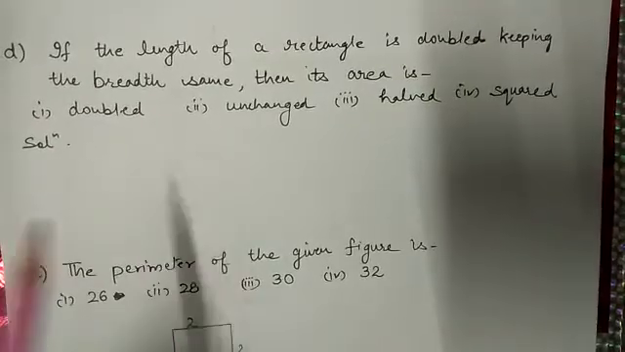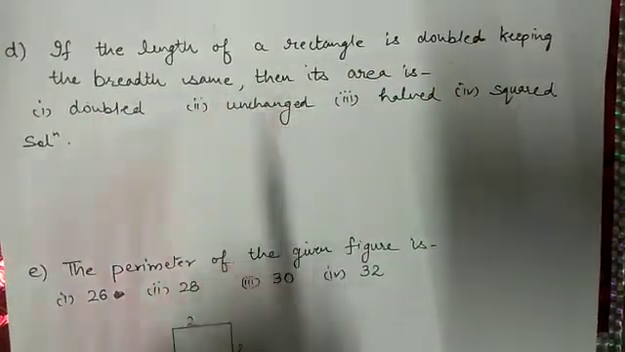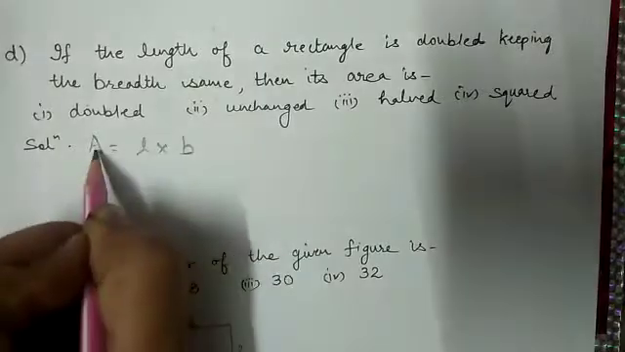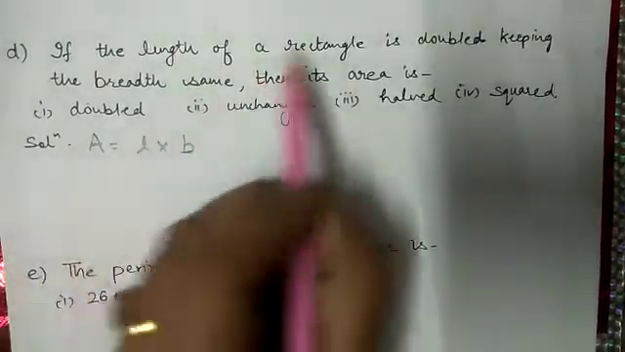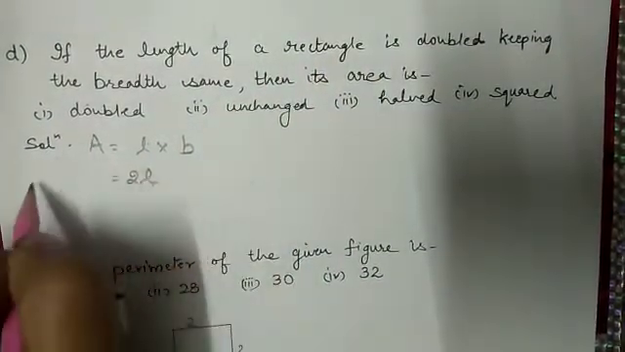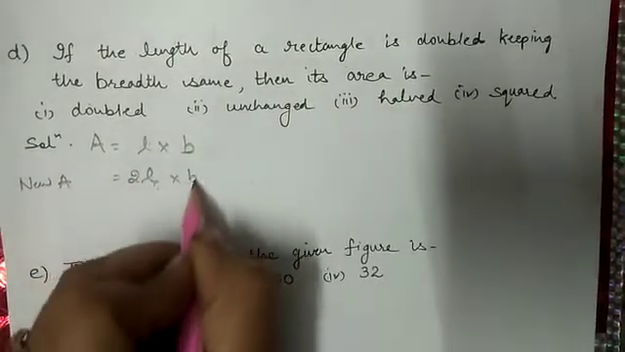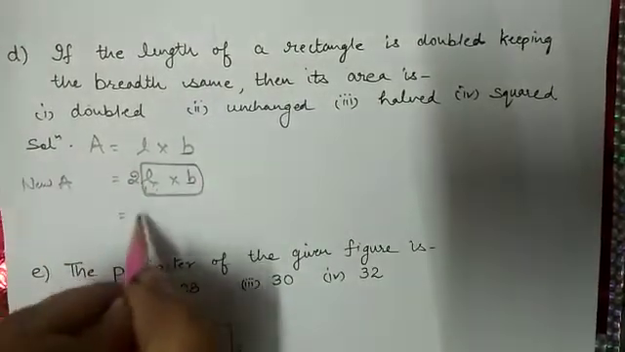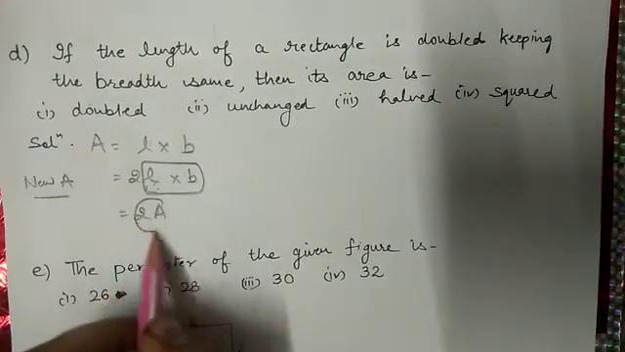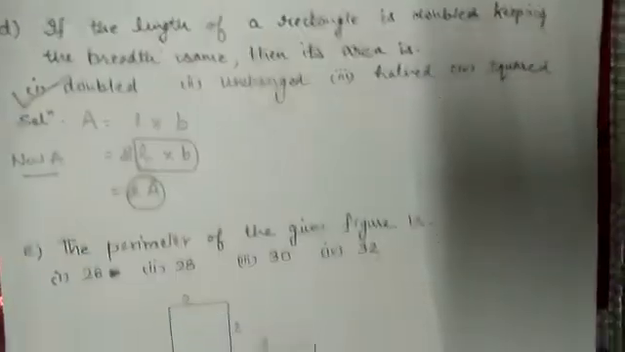Next part. If the length of the rectangle is doubled, keeping the breadth same, find its area. We know that area is equal to length into breadth. When we double the length, that is if we take the length as 2L, then the new area will be 2L multiplied by B, and this was the original area. So the new area is double of the original area. So area will be doubled.